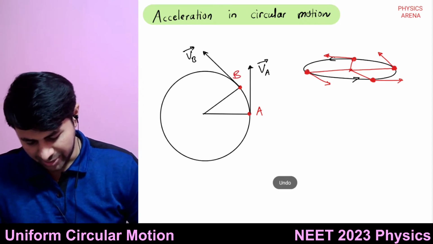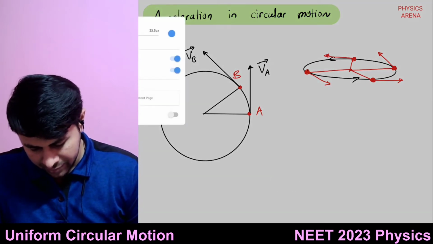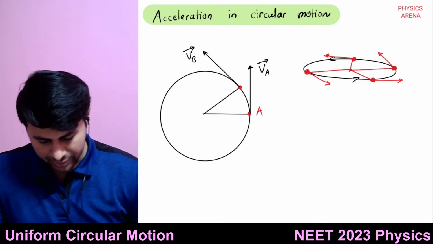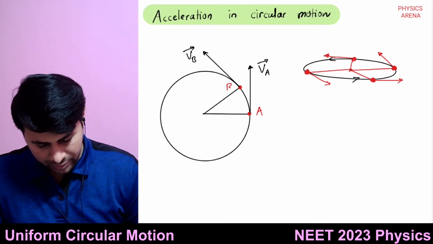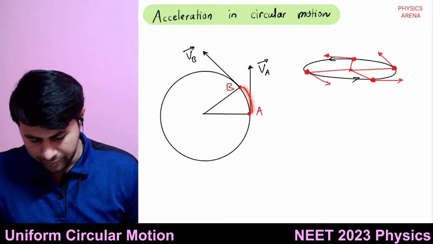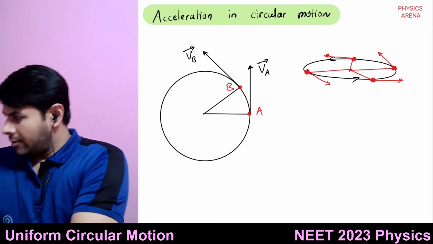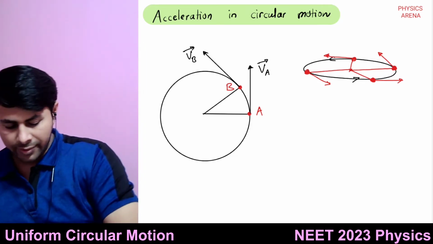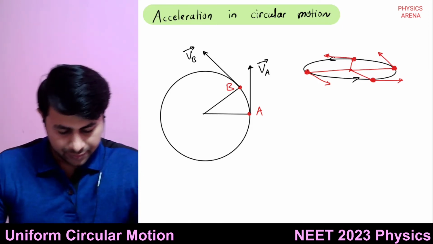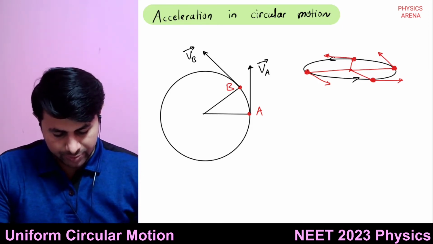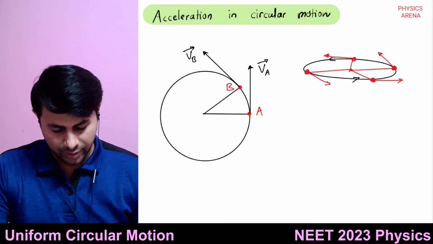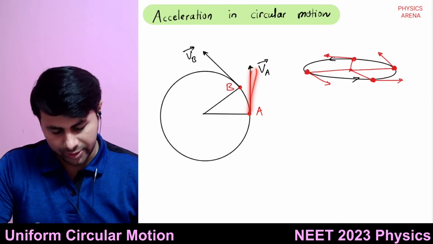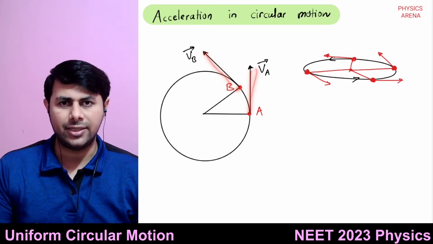I want to erase this B only. Okay, so now my object is moving from A to B. Velocity at this point is VA bar. It is tangential at this point. Velocity at this point is along the tangent at this point.